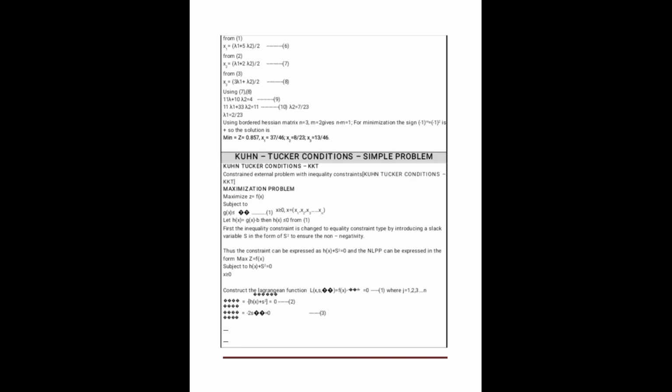Then another topic, a small topic, is Kuhn-Tucker condition. Kuhn-Tucker condition, constrained extremal problem with inequality constraint. This problem is a maximization problem. Maximum z is equal to f of x subject to g of x is less than or equal to b. h of x is g of x minus b.